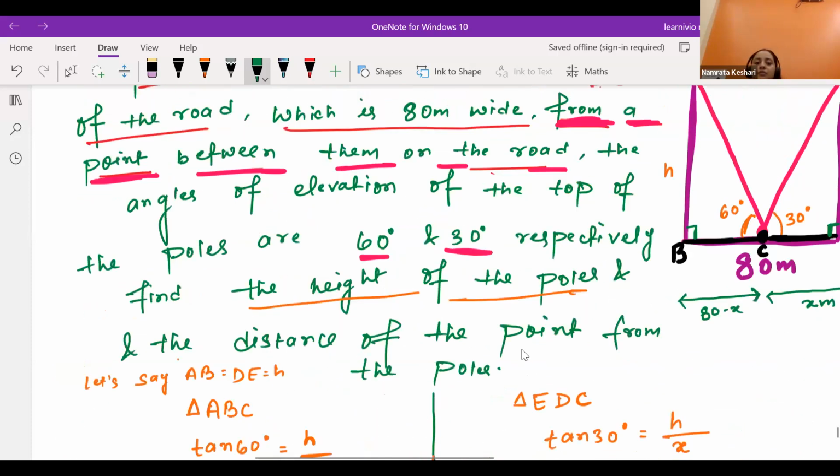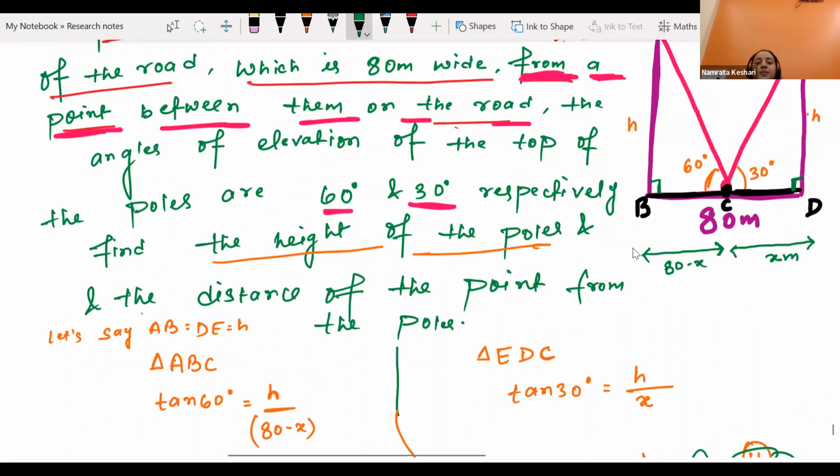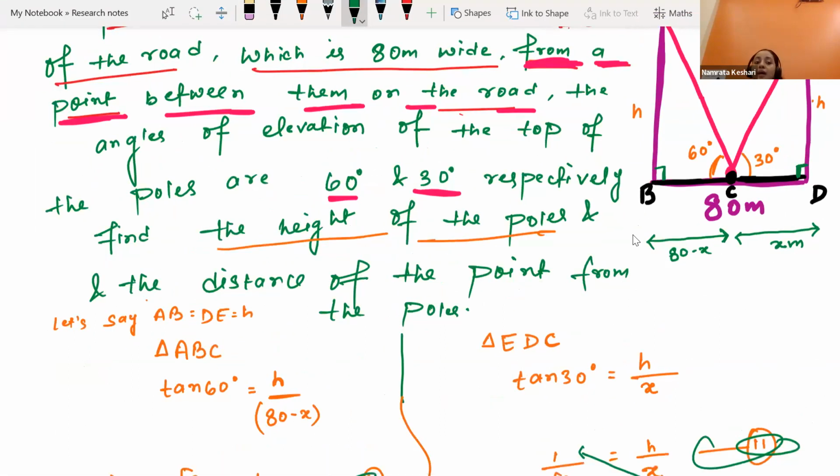Now what do we have to find? Let's read the question carefully. Find the height of the pole, and the distance of a point from the poles. So what distances are we having? Distance BC and distance CD. Height of the pole H we have to find, and the distances BC and CD also we are supposed to find over here.